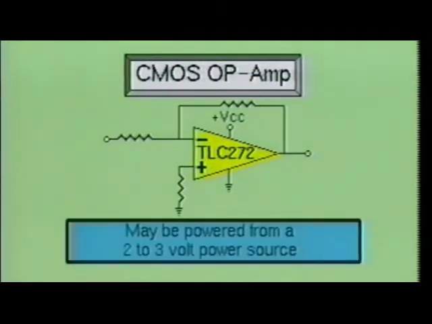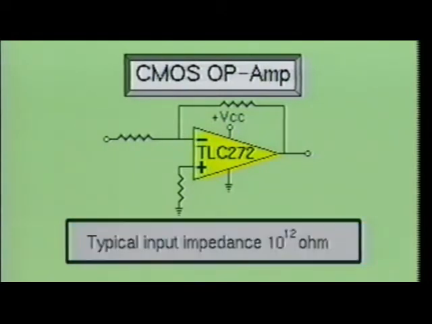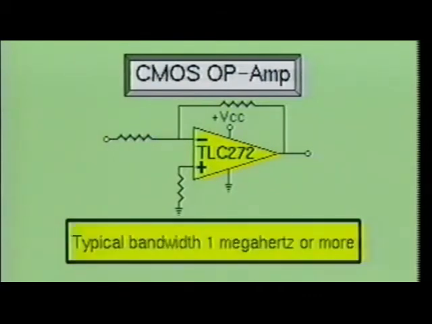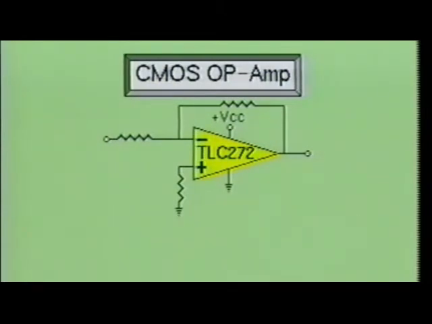Most CMOS linear ICs can be powered by a single polarity power supply with voltages ranging from 2 to 3 volts. Some devices can be powered by a 1-volt power source. The CMOS operational amplifier has an extremely high input impedance. It also has a unity gain bandwidth that exceeds 1 megahertz, as well as a very high gain factor. As you can see, the CMOS op-amp has a lot of potential.